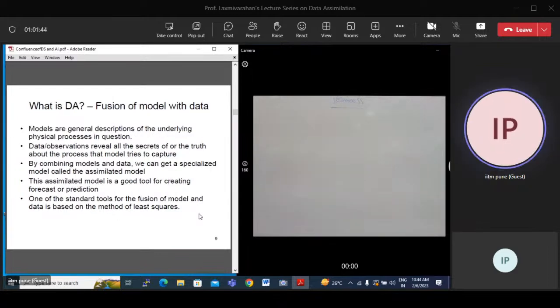So what is data assimilation? Data assimilation is the process of fusing models with data. I was told that you all had a workshop not too long ago on this topic.